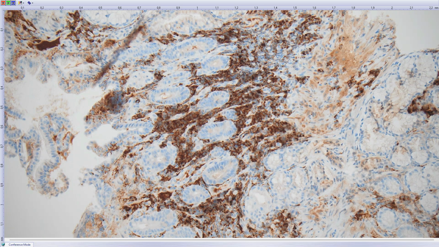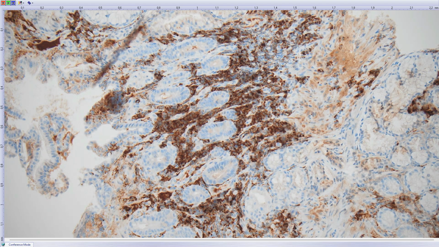So my diagnosis is only descriptive, describing that we have many IgG4 positive plasma cells with IgG4 to IgG ratio more than 40%, which is required for every IgG4 related disorder. And if everything else fits, this is probably IgG4 related duodenitis.